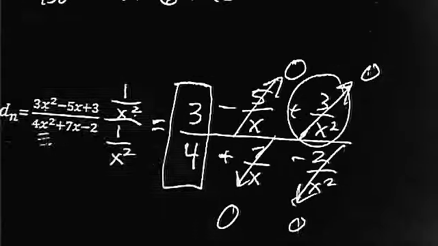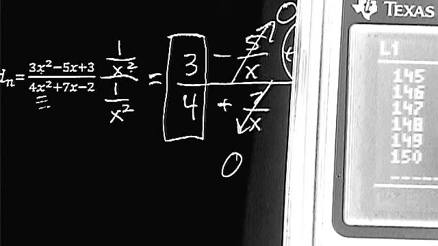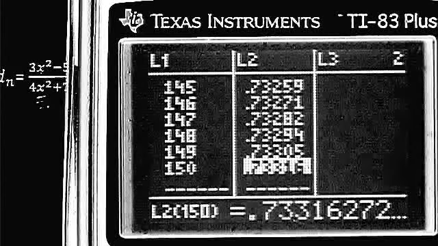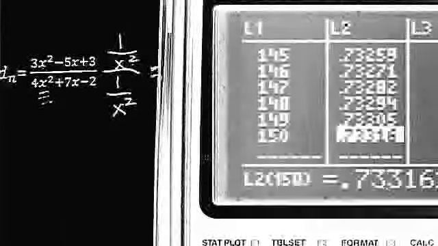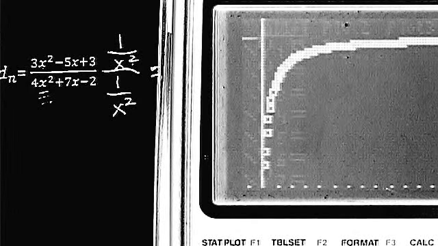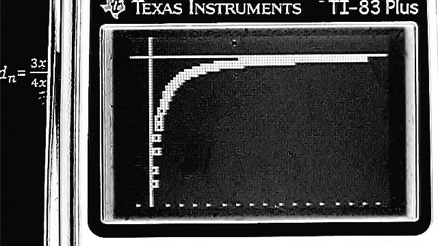Now, go back to the picture, go back to the table, the 150th value. Do you see that we're getting closer and closer to 0.75? If we kept going and going, we would be getting closer and closer to that value. And on the graph, that's exactly what's going on. In fact, if I put y equals 0.75 on the graph, you would see that that is the horizontal asymptote we're getting closer and closer to.